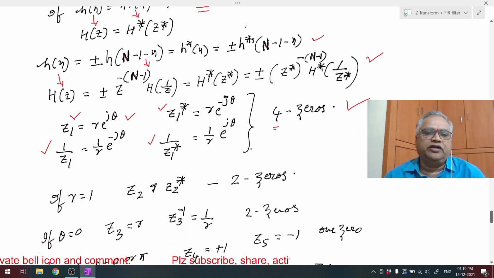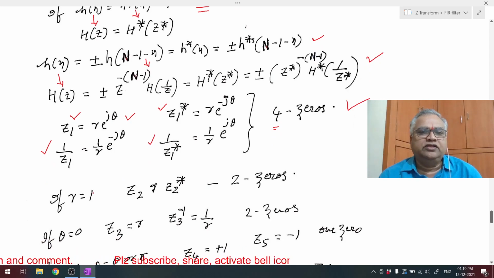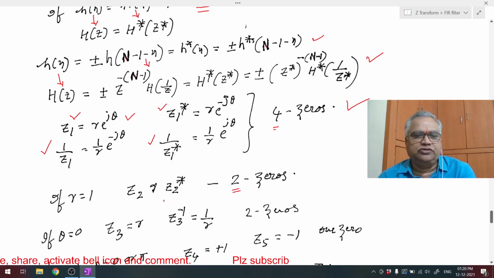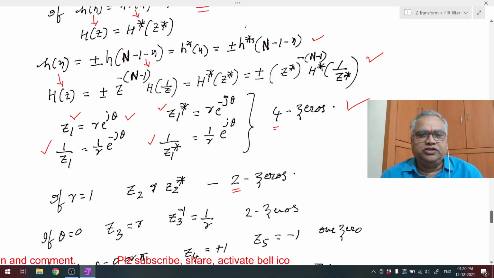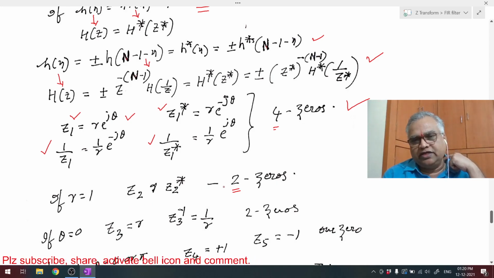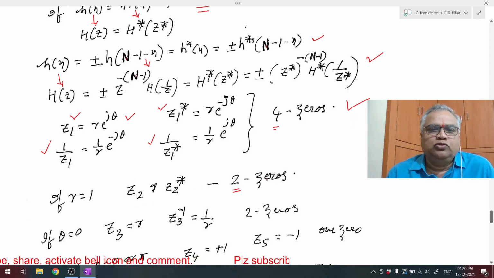Then what happens if r is equal to 1? If r is equal to 1, the z1 value and the 1/z1 value remain the same, because r and 1/r are equal. So only z2 and z2* are possible. Therefore, in this category, only 2 zeros. z2 and 1/z2 are the same, z2* and 1/z2* are the same. That's why in this category it contains only 2 zeros.